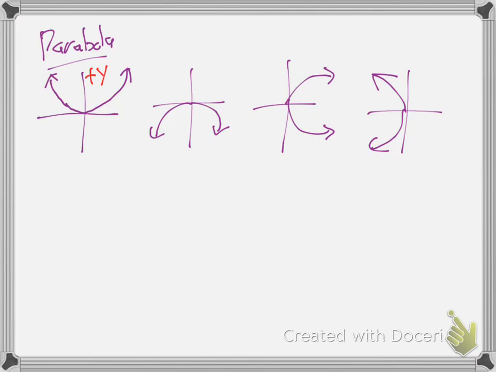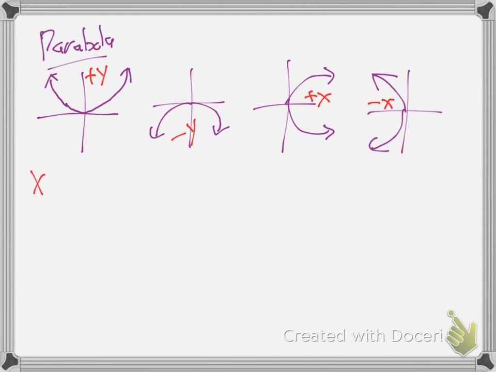What direction is the second parabola going? Yeah, negative y direction, down, huh? What direction is the third parabola going? Positive x direction to the right. And what direction is the fourth parabola going? Negative x to the left. Well, that tells you the equation.